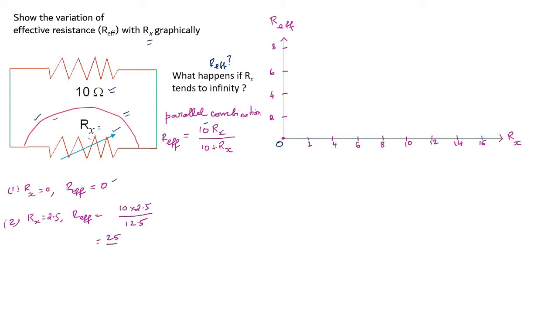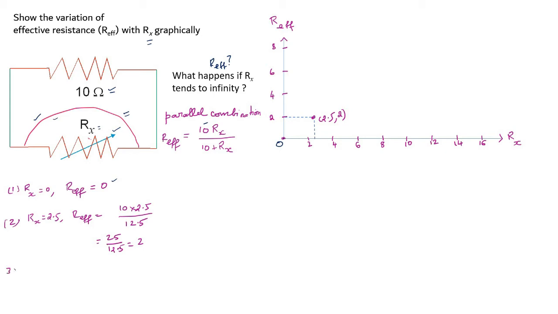25 divided by 12.5 equals 2. So the second ordered pair is 2.5 comma 2. It comes here, so 2.5, 2. That is the second point. First point is 0 comma 0. Second point is 2.5 comma 2.